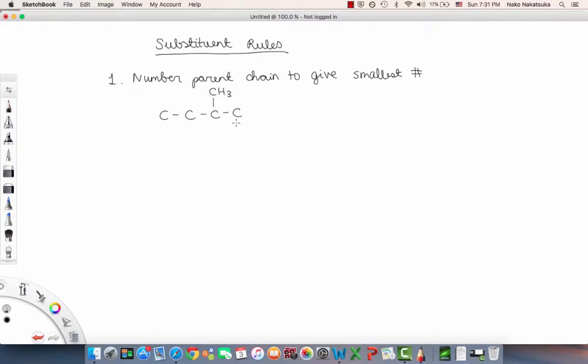So remember that I said it's 1, 2, 3, 4, and not 1, 2, 3, 4. Because in this case, we can call this 2-methylbutane, whereas this would be 3-methylbutane. So you always want to number the parent chain to give the smallest possible number. Second rule, name the substituents alphabetically.